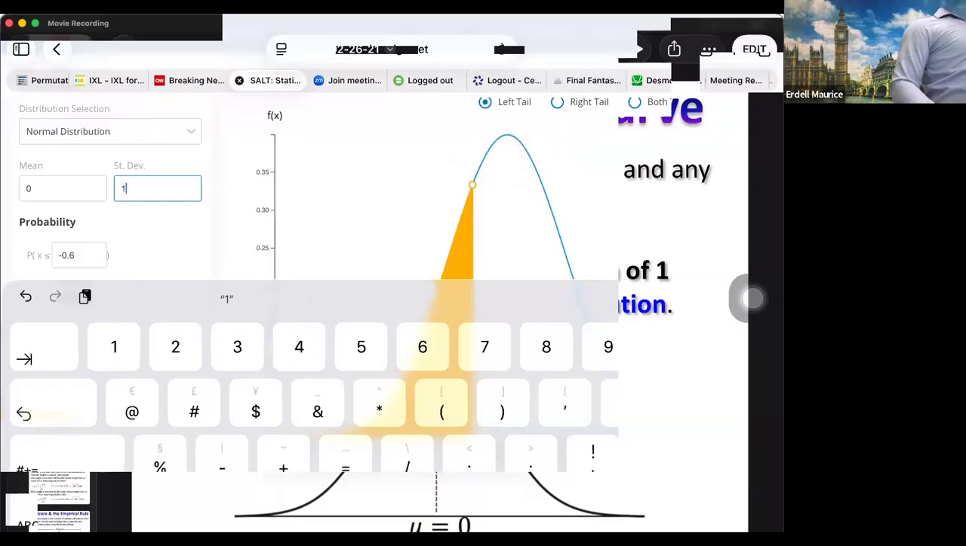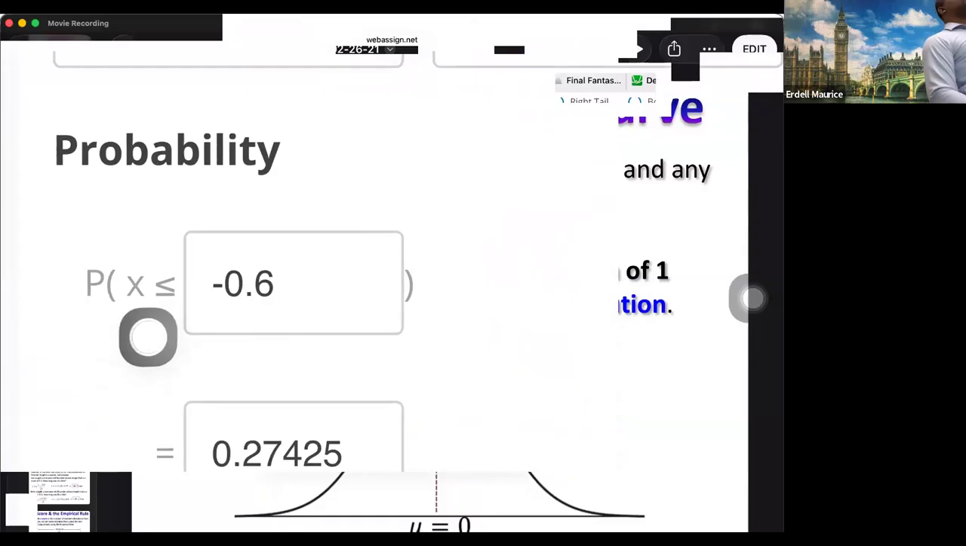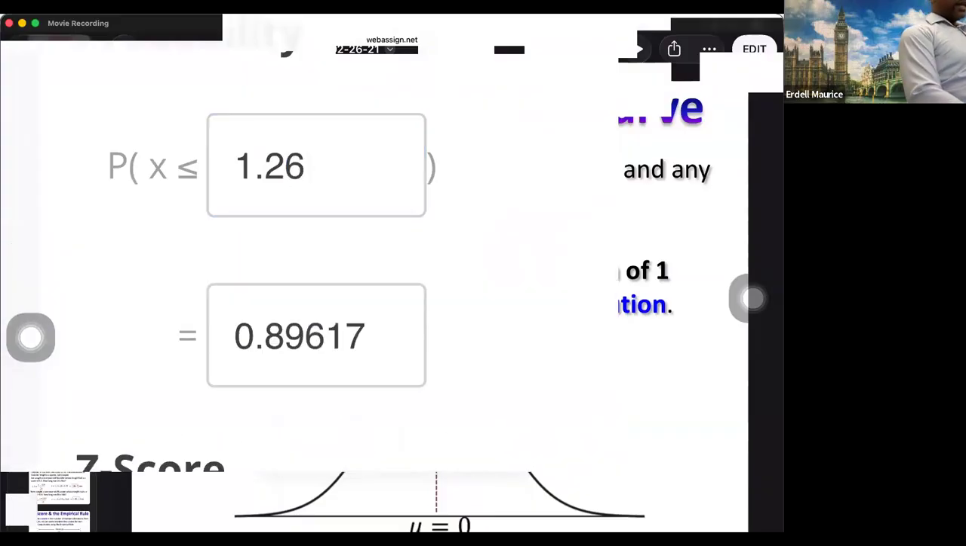And to reinforce that, if you look right here, you see the less than, right? To the left means less than. And then all you have to type in here is 1.26. And this is your answer right here. Questions there?